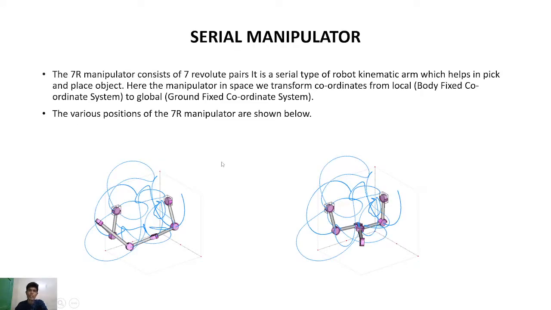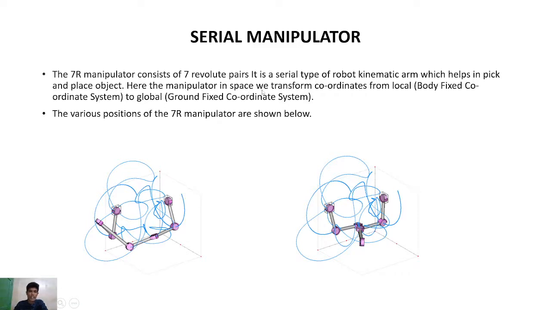Next is the serial manipulator. A serial manipulator is basically a robot which can be programmed. I chose a 7R manipulator which consists of 7 revolute pairs. It is a serial type of robot kinematic arm which helps in picking and placing objects.